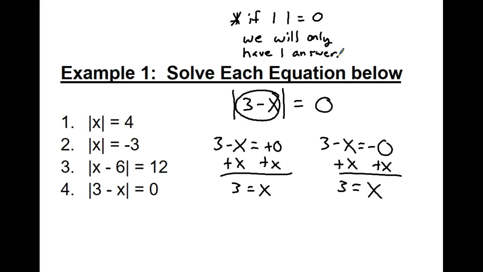Zero is unique, right? Because the way they define absolute value is distance from 0. Well, every number has a twin on the opposite side of the number line, so you always get 2 answers. But when you're talking about 0, well, 0 is the middle, so it's the only one that doesn't have a twin. And so you only get one answer whenever it equals 0. So you don't really need to do this plus and minus. You can, but it doesn't really matter.